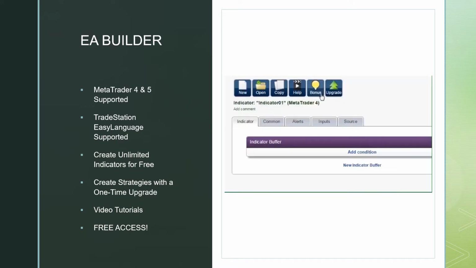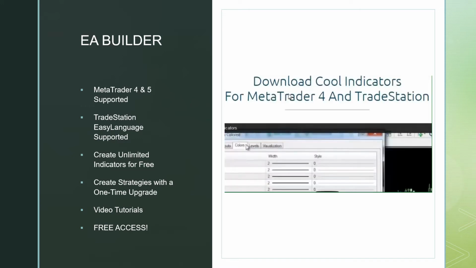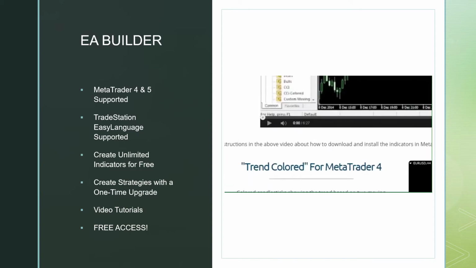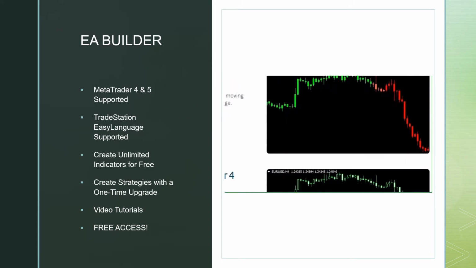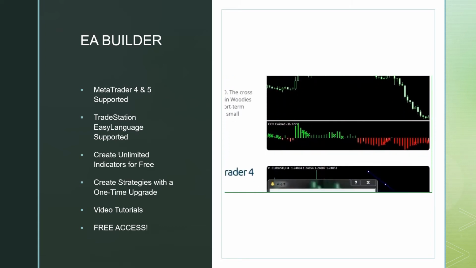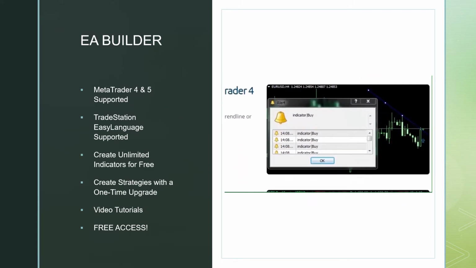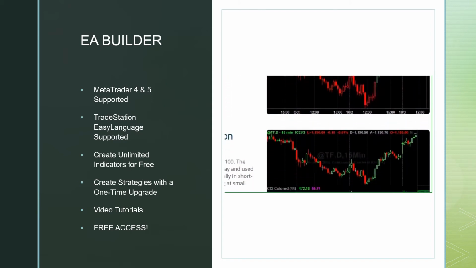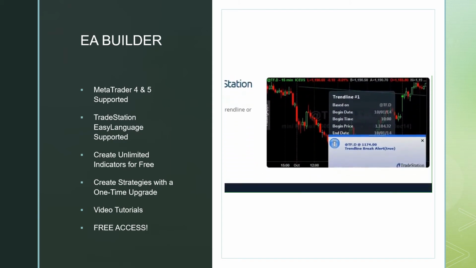Bonuses. Our examples provide great inspiration as to what you can create with EA Builder. In addition to the video tutorials, we have also created 3 cool indicators: trend-colored, CCI-colored, and trendline break alert, that can be used as they are to improve your trading or modify it in any way you like.